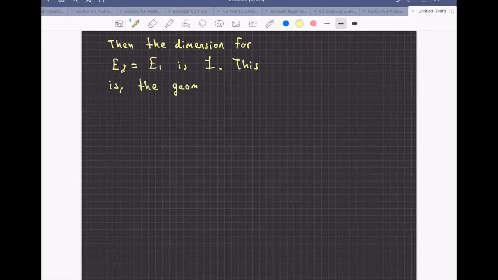Then the dimension for E lambda, in this case E1, is 1. And this is the geometric multiplicity. The geometric multiplicity of lambda equal to 1 is only 1.